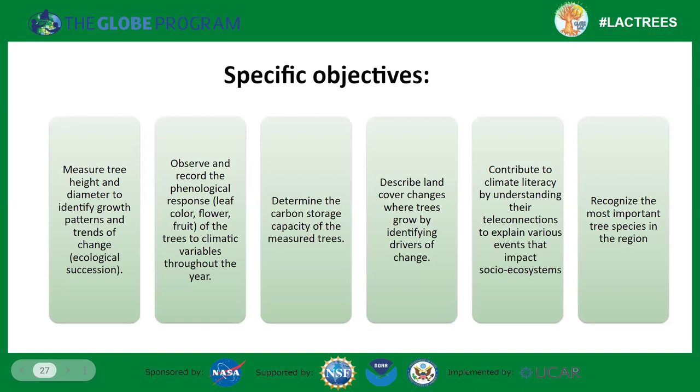We have set some specific objectives according to this general objective: measuring trees' height and diameter to identify the growth patterns and trends of change. They can do this according to the measurements they did the previous year. They are going to observe and record the phenological response, in leaf color, flower, fruits, and so on, of the trees to climatic variables throughout the year. We hope them to determine the carbon storage capacity of the measured trees.